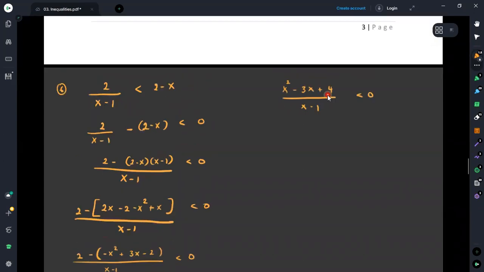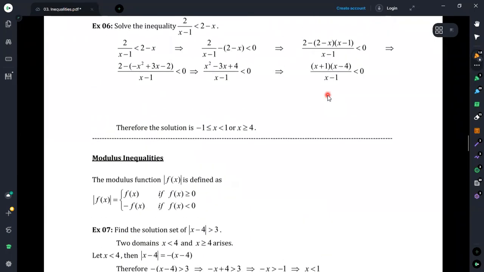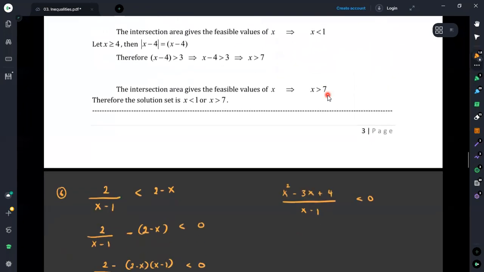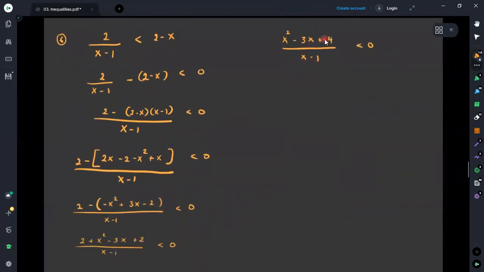Now we have to factor this inequality. But first we need to find out whether we have solutions for this. Therefore, we need to find the factors of this expression. It is not easy for us to directly obtain the factors. Therefore, we'll try to find the factors using the equation.